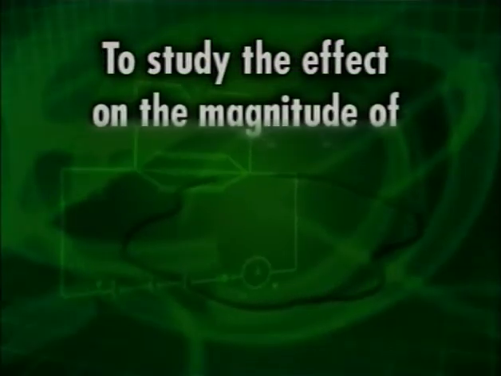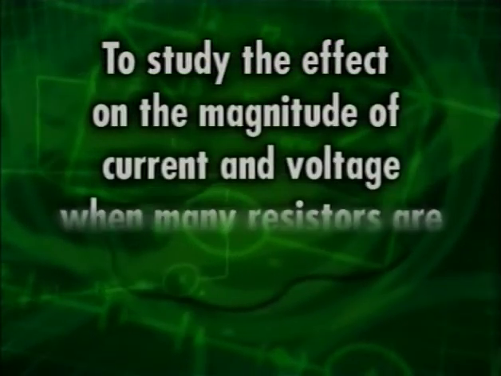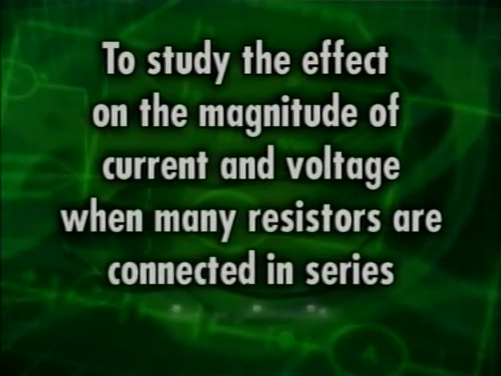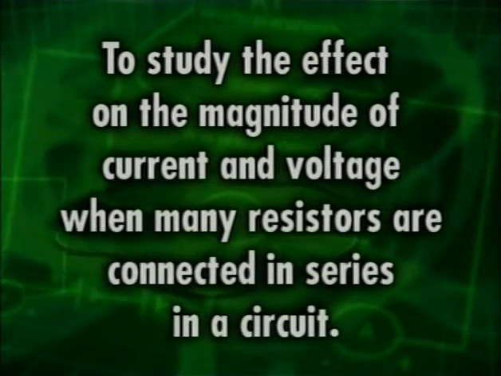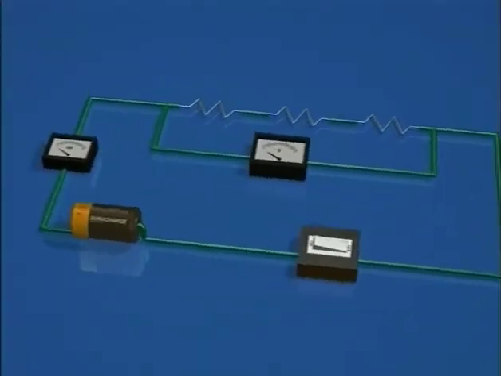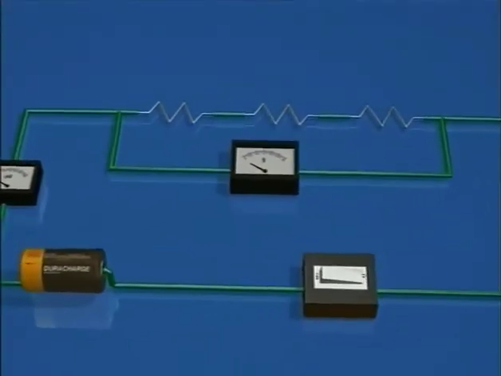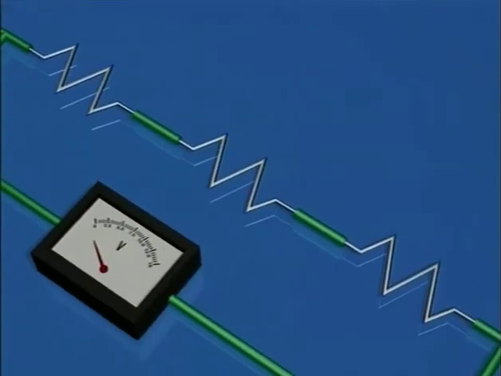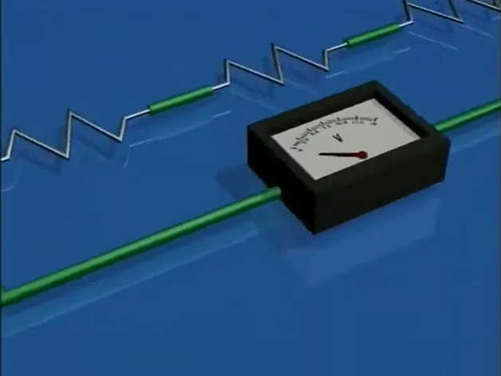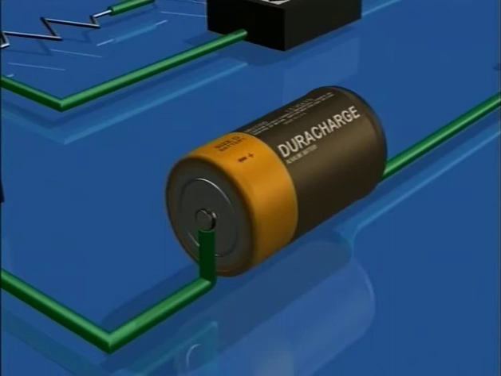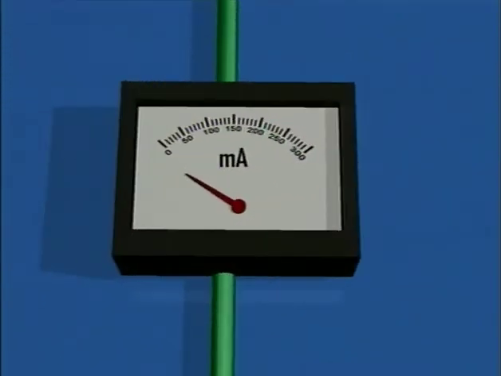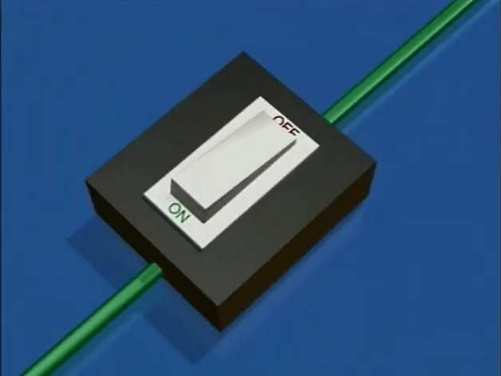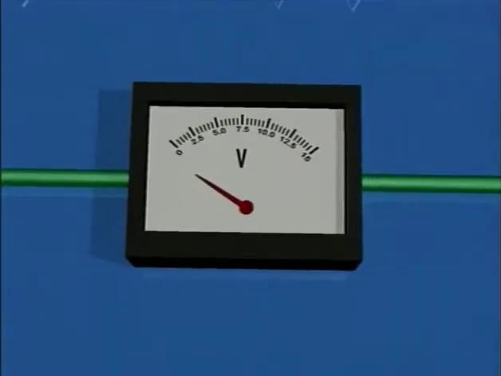To study the effect on the magnitude of current and voltage when many resistors are connected in series in a circuit. Apparatus required are 3 resistances of different values, a battery, an ammeter, a plug key, connecting wires, and a voltmeter.